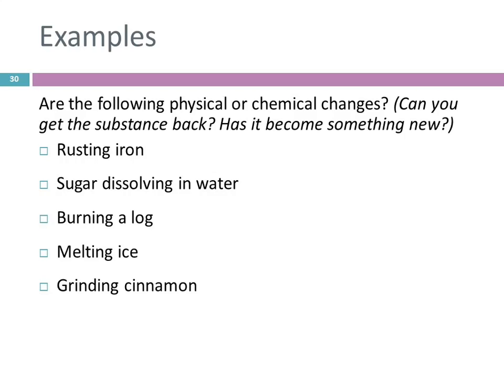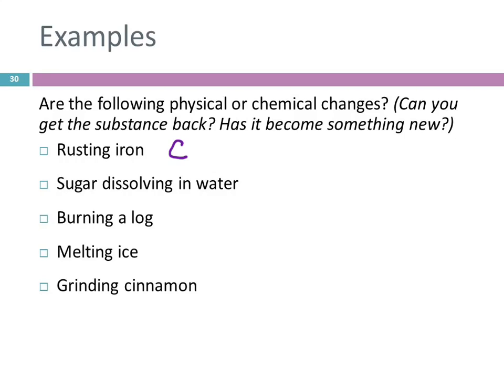So, are the following chemical or physical changes? One thing that you can ask yourself when you're doing a question like this is, can you get the original substance back? Has it become something new? So let's think about rusting iron. Is that a chemical or physical change? I heard mixed responses there. That is a chemical change. The substance of the iron is fundamentally changed. Rusted iron still has iron atoms in it, but it's not as strong as it was before. That's a chemical change.